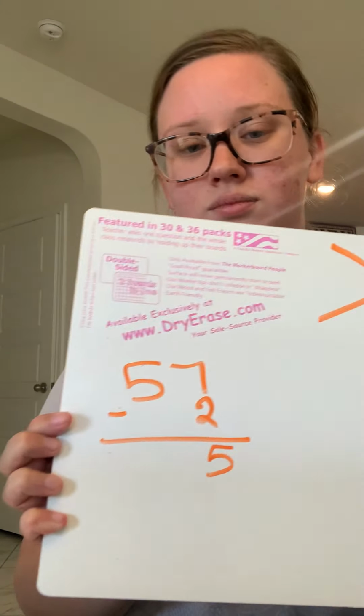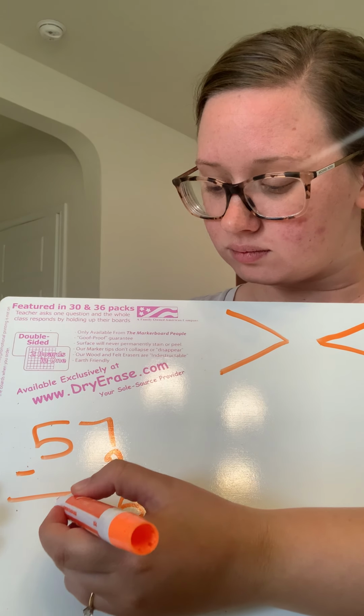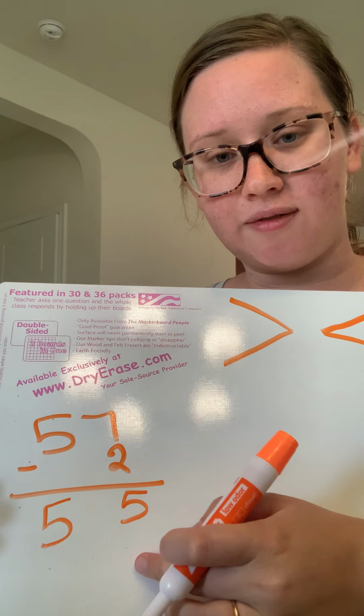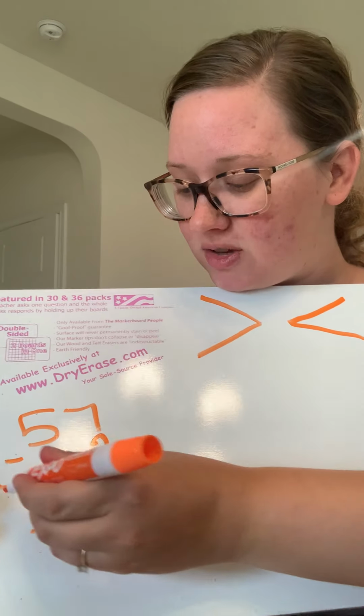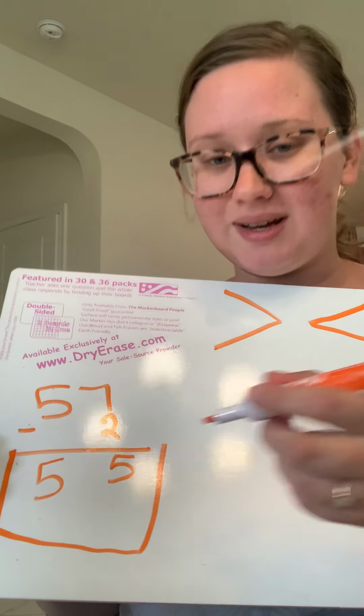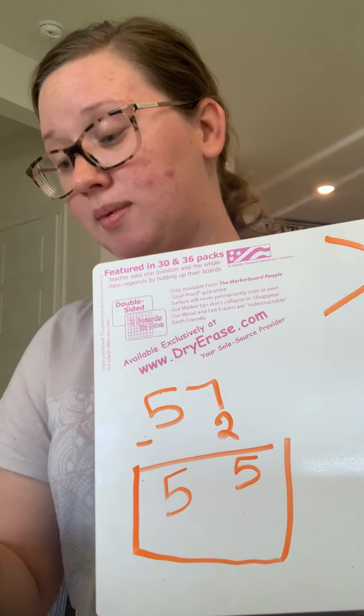Since it's been a while since we did math, I told my friends it's okay to use your fingers every now and then. So I'm doing my 1s place first. 7 take away 2 is 5. And then in 57, there's nothing else in my 10s place, so I just have 5 to bring down. So my first answer is 55. I'm going to put a box around it, and then go ahead and solve my next problem.